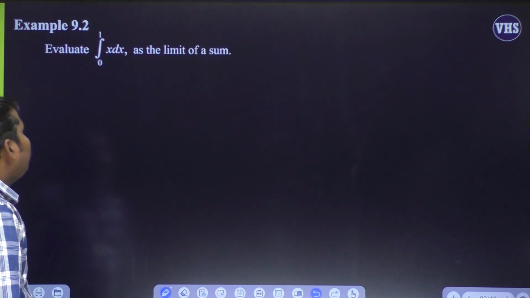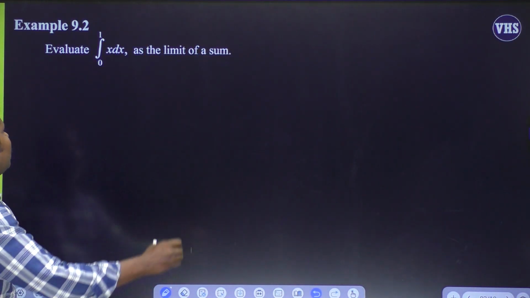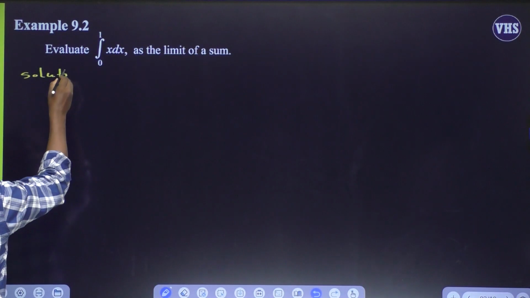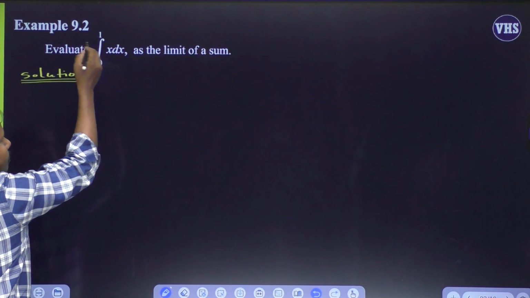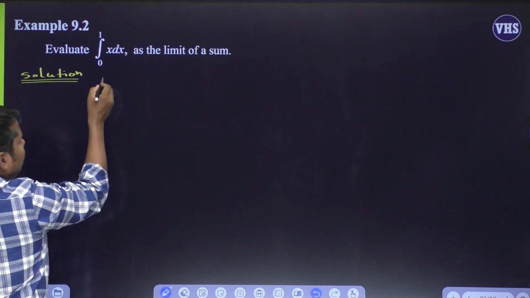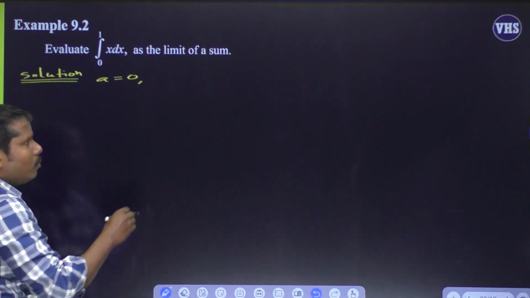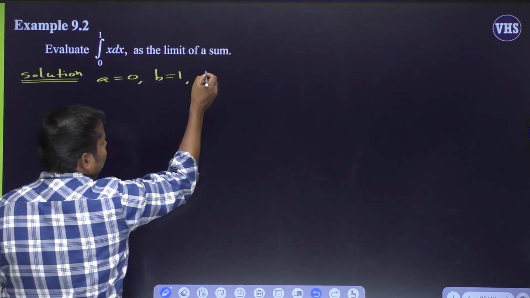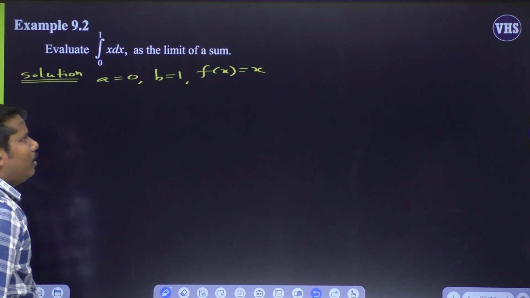Okay students, first let us select what is a, what is b, what is f of x. So let's go to the problem. Solution. As we saw in the previous video, the lower limit is taken to be a. What is a here? a equals 0. What is b here? b value equal to 1. What is our f of x? x. f of x equal to x.